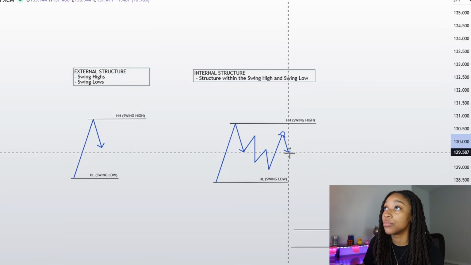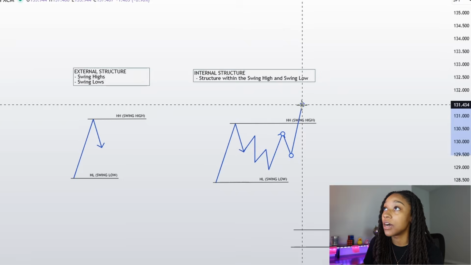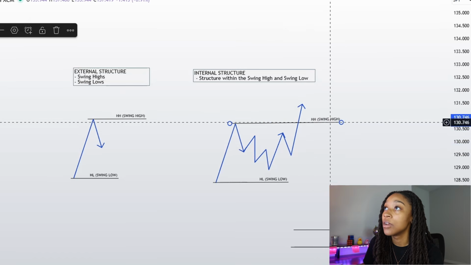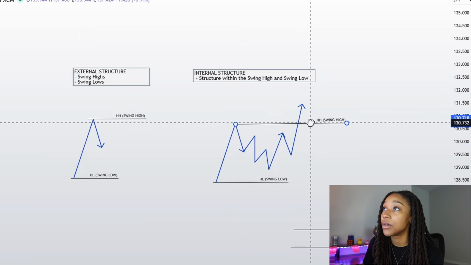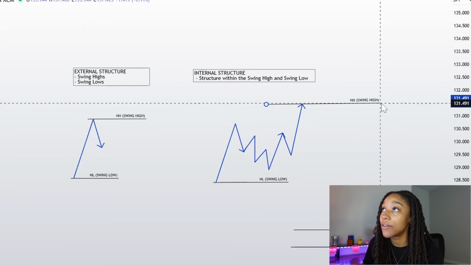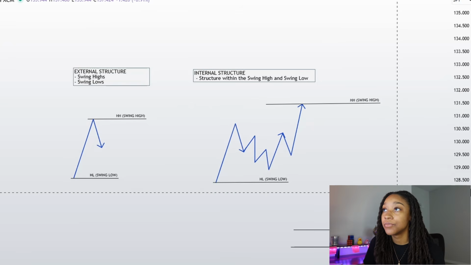That is why you cannot have a higher low without a higher high, and you cannot have a lower high without a lower low. So once price decides to actually break above this swing high, that is when you can officially say, okay, we have a new higher high. I can say this is my new higher high, right? All right, so that means I now have a new higher low.